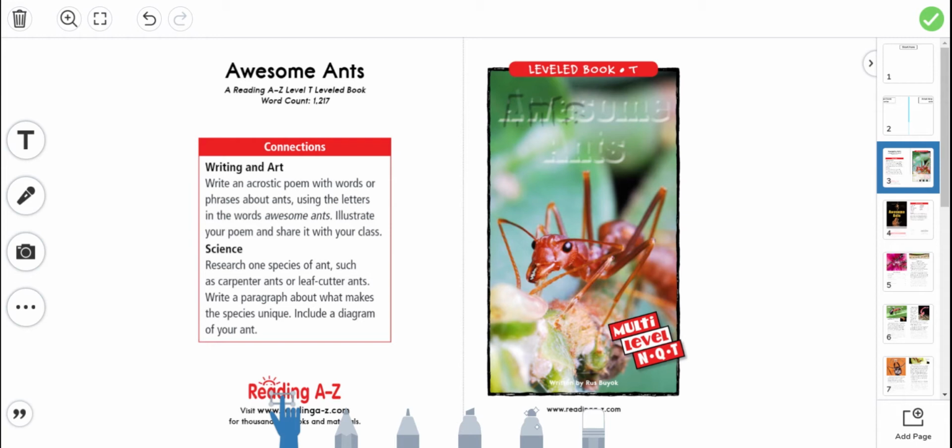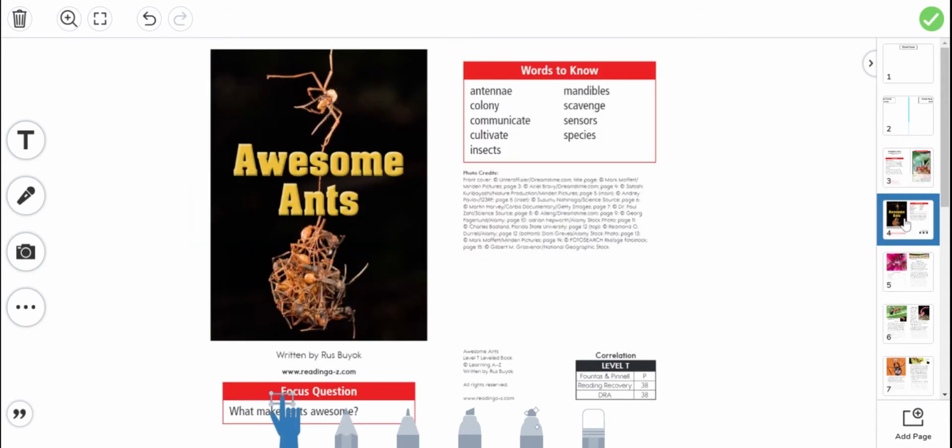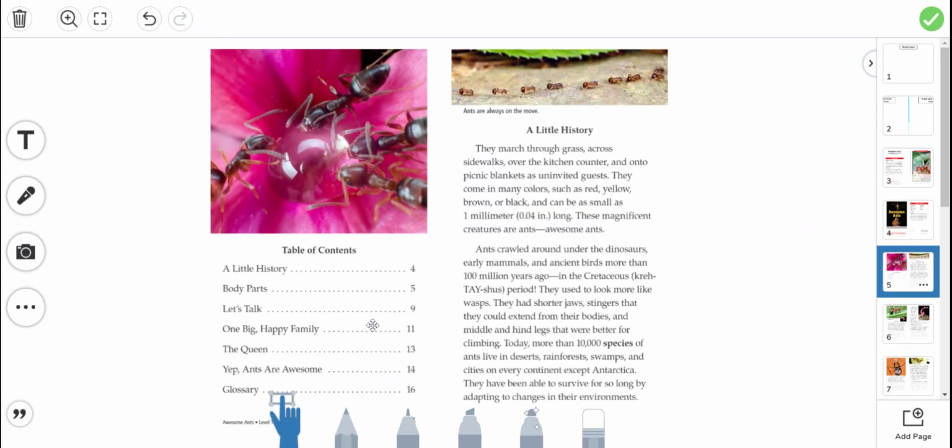It's nonfiction. So if we look in the table of contents, which is on this page right here, we have a history of ants. We learn about ants' body parts. Let's talk. One big happy family. The queen. Yep, ants are awesome. And the glossary.